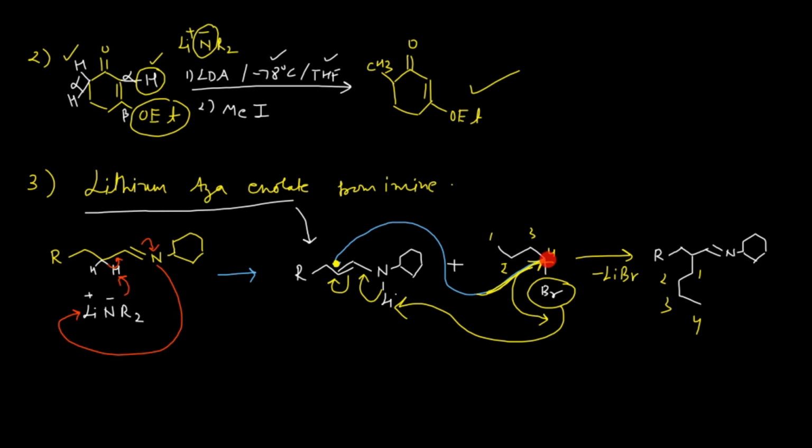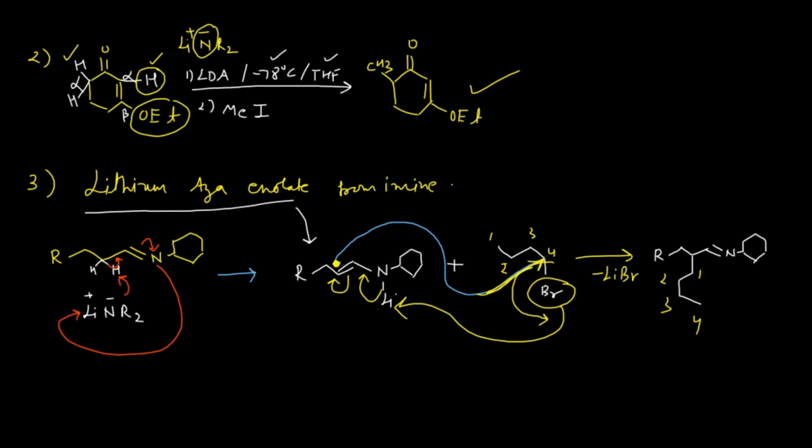This lithium is positive, right? When lithium is removed from here, the double bond will be pushed back onto this particular carbon atom, and then this electron pair will grab this 4. So this substitution is actually occurring on this particular carbon atom.